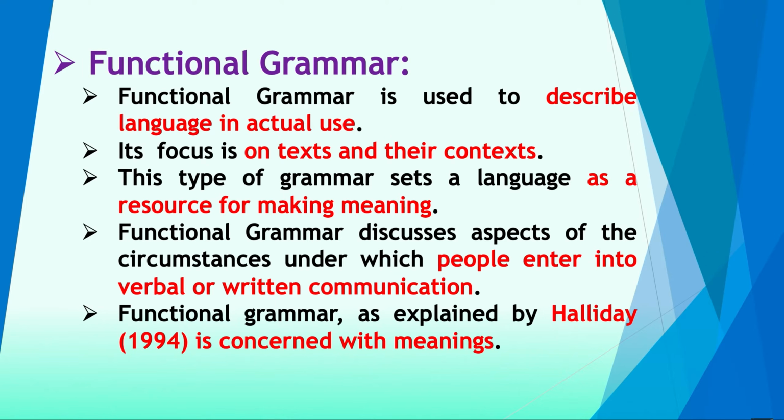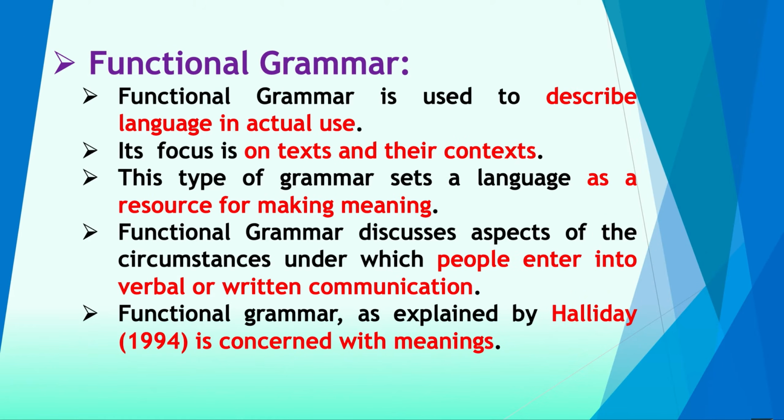This type of grammar sets a language as a resource for making meaning. Look, this type of grammar looks at language from the perspective of meaning. Somebody has written something, there is a text, there is a paragraph. You may talk about that paragraph grammatically, in a traditional manner, in a formal manner. You can talk about what are the words and the phrases and so on. That's okay. That is the formal way of looking at the text. But the functional way of looking at the text or any written piece is that it looks at its meaning.